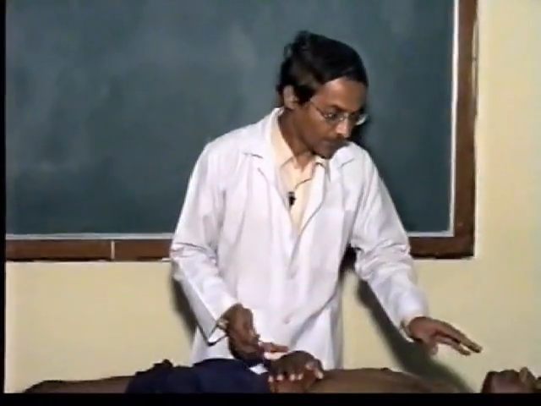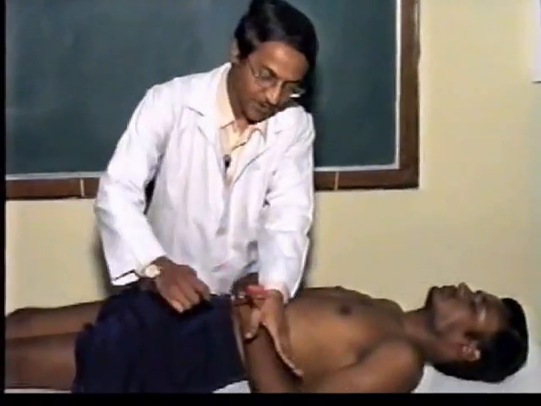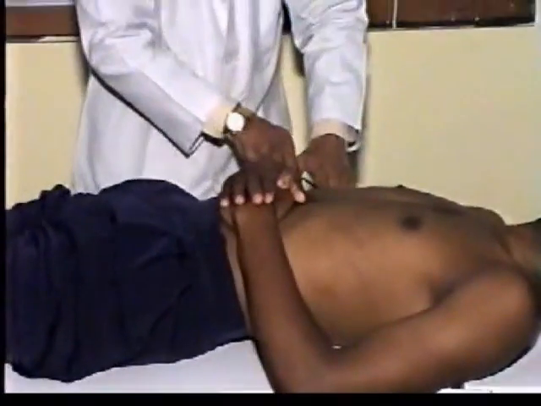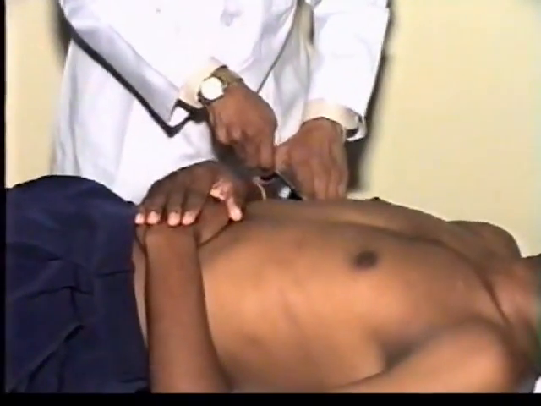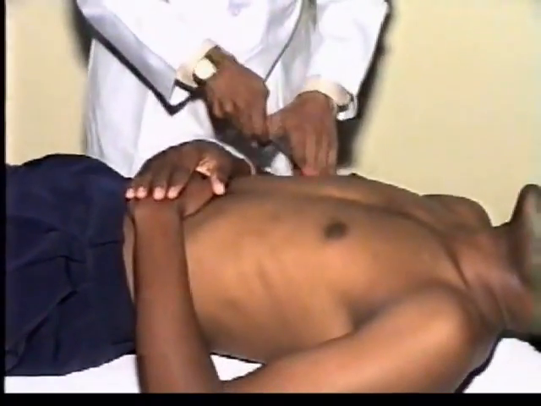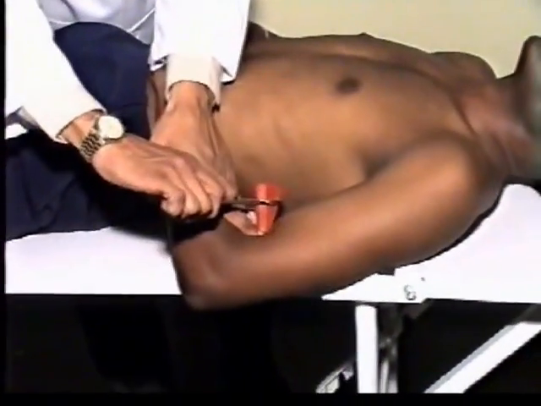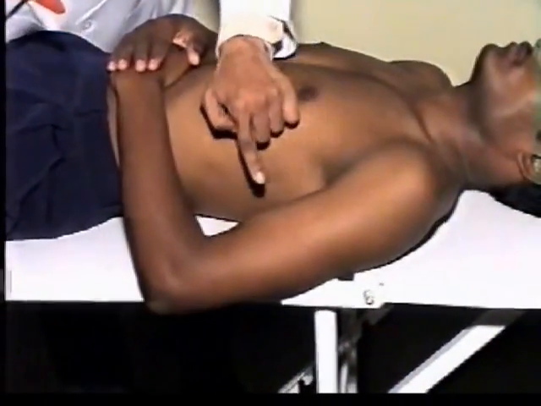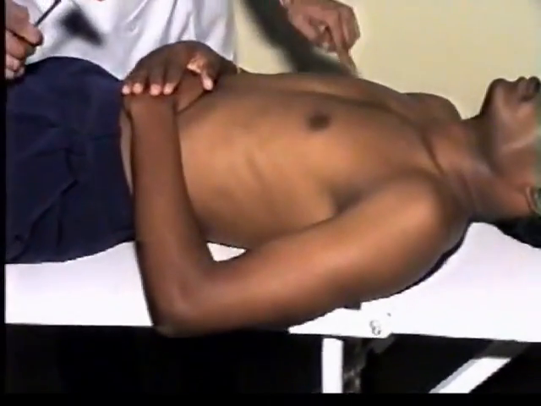Biceps jerk: the patient clenches the teeth tightly, and the doctor will tap the biceps tendon. Contraction of the biceps muscle is important rather than flexion of the forearm. We compare the reflex on both sides. Root value of this reflex is C5 and C6.